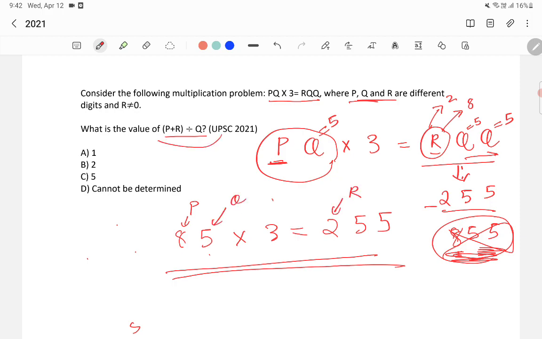We need to find what is (P plus R) divided by Q. P is 8, R is 2, so P plus R is 10. 10 divided by 5 is 2. So the answer is option B, 2.